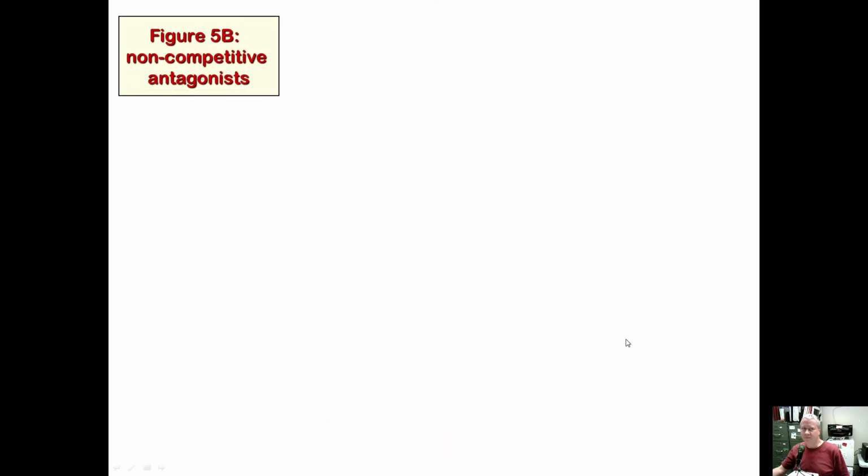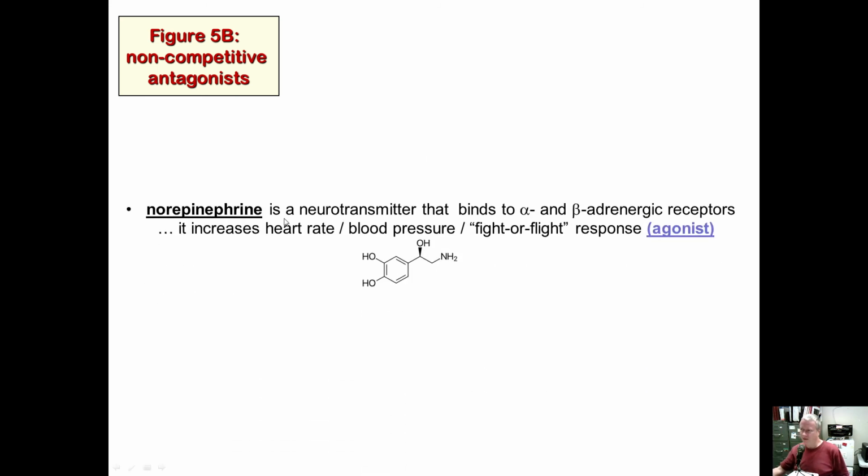Now, what about these non-competitive antagonists? These are ones where maybe there's a covalent binding event or something that is blocking binding to the receptor. So let's consider norepinephrine. It's a neurotransmitter that binds to the alpha and beta adrenoreceptors. It increases heart rate, blood pressure, fight or flight response. It's an agonist of the adrenoreceptor.